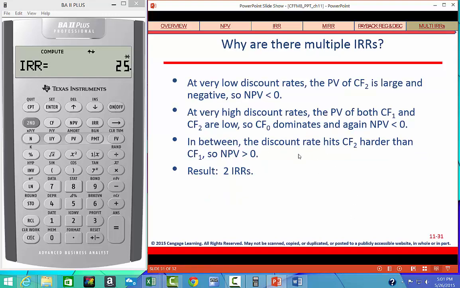So this is just the summary slide of why there were two IRRs. It's kind of confusing, so I don't really try to go through and explain it. I think it's really better if you just remember the number of changes in sign equals the number of IRRs that you'll have. And so you need to always be careful looking at the timeline and making sure that there's just one change in sign.